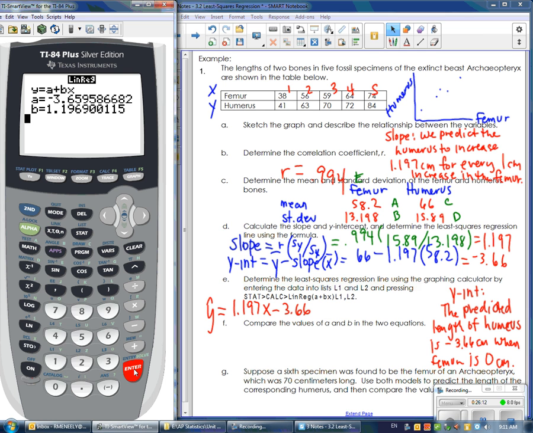And let's take a look at the value of a and b. So we said in this form of the equation, b is my slope. So does that match what I have on my paper? Is 1.1969 the same thing I got? Yeah. And if I look at the y-intercept on the calculator, it's negative 3.6595. And again, that just rounds to negative 3.66. So as long as you're not using the rounded values, they should be the same.